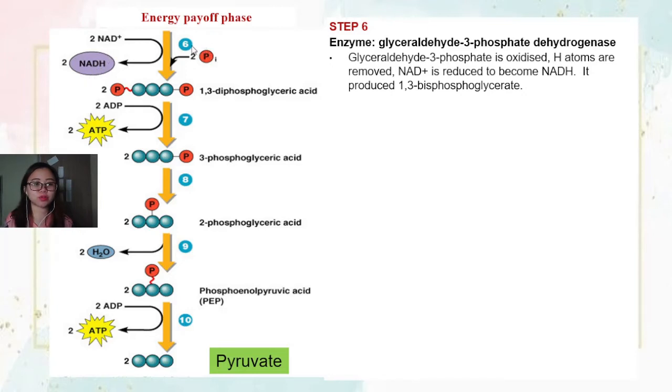A phosphate group is going to come in. And so our G3P now becomes 1,3-bisphosphoglycerate. Kamu akan perasan sesetengah buku ataupun diagram akan tulis 1,3-bisphosphoglycerate. Ada yang akan tulis 1,3-bisphosphoglyceric acid. And it is referring to the same thing.